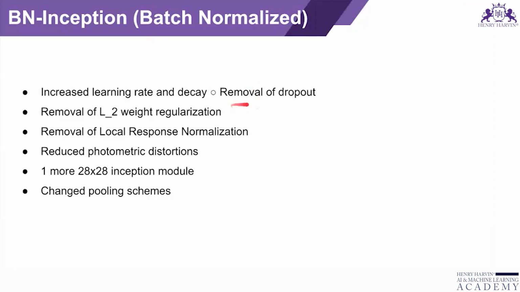Here it is removal of dropout. So increase learning rate and decay. Removal of L2 weight regularization. L1 means sum of absolute values of the weights, and L2 means sum of squares of the weights. These are just mathematical terms, how we are processing the information of the pixels of the image. Removal of local response normalization, reduced photometric distortion, one more 28 by 28 insertion, changed pooling scheme. So these are the architecture.